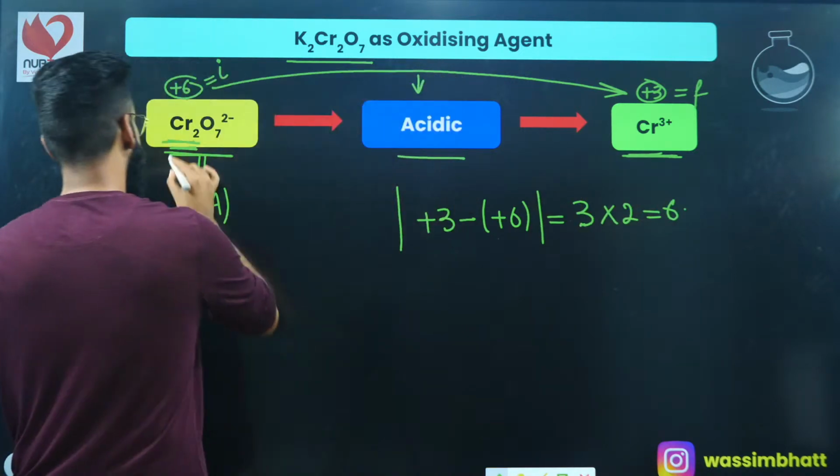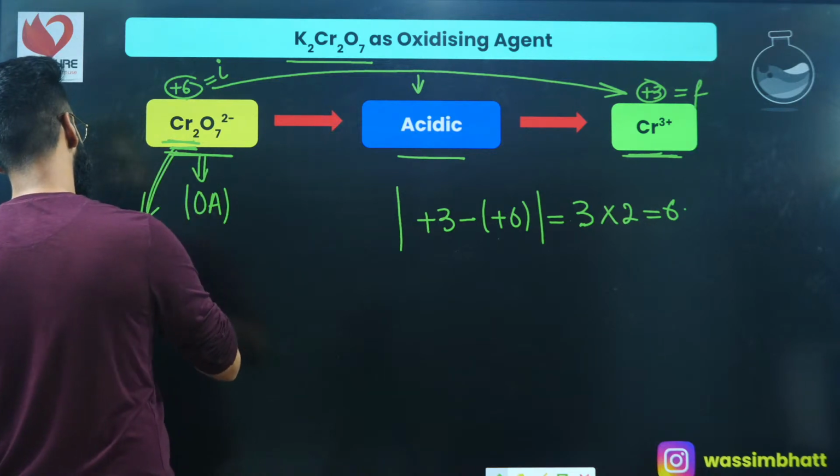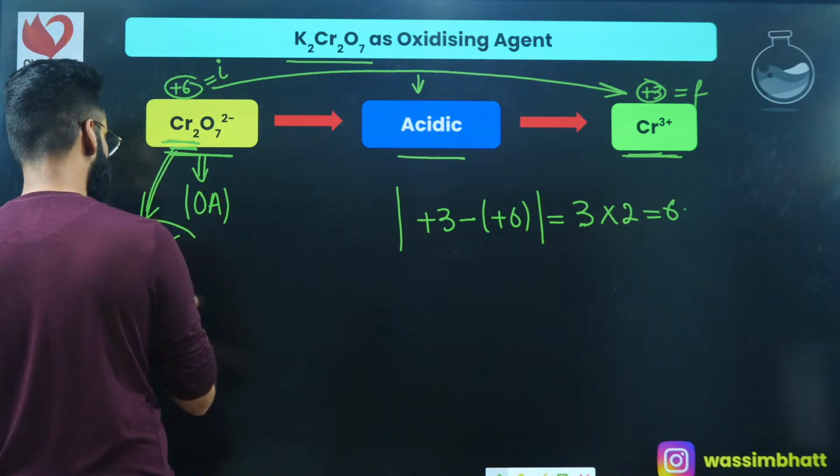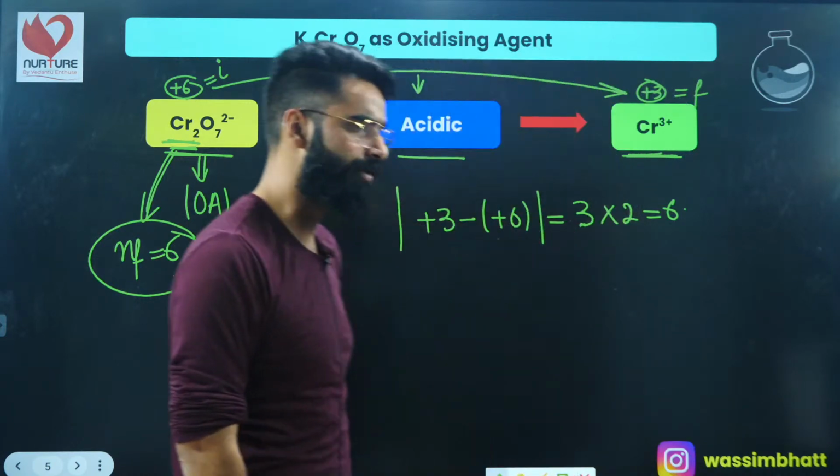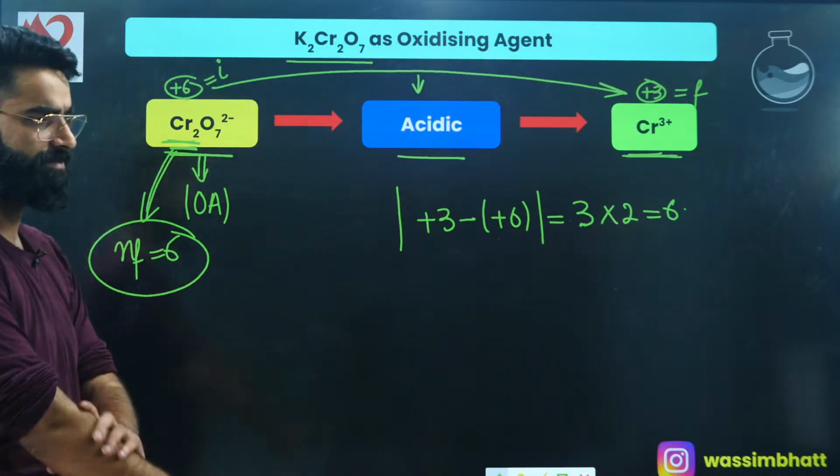So remember, the N factor of K2Cr2O7 in acidic medium is going to be 6, and you are going to remember it from now onwards, right? Absolutely, guys, you are going to remember it from now onwards. Yeah?